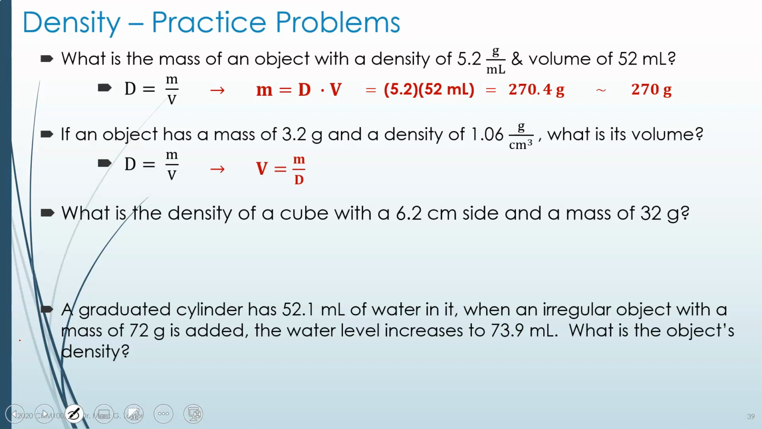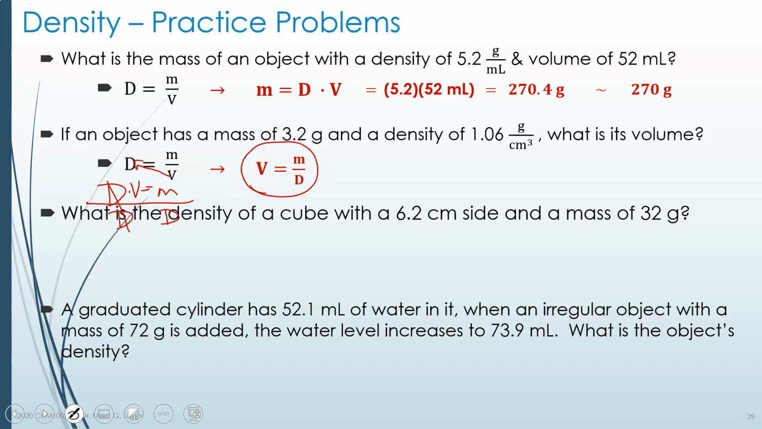Now, you might say, well, how did you go right from there to there? Well, we can cross multiply. We can move the v over here like we did before and have d times v equals m, just like we did in the first example. And then we can divide both sides by d this time. So d over here and d over here, and the d's will cancel, and we're left with volume equals mass over density.